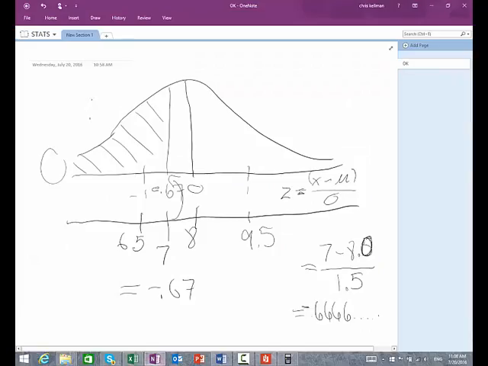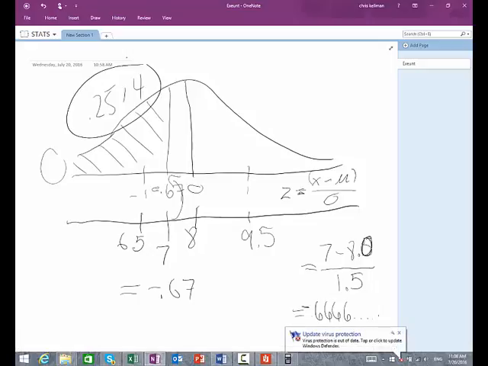So that 0.2514 is always the probability of coming out to the left of the z-score that you just looked up. In this case, if they're asking you for less than a z-score, that's the area to the left, and that's what the table finds. So it's perfect. We don't have to do anything. There's our answer, 0.2514.